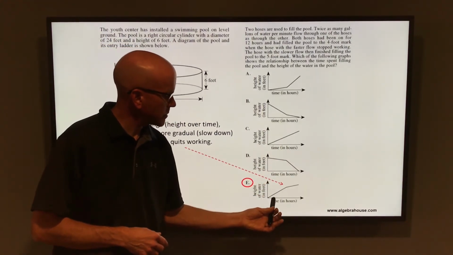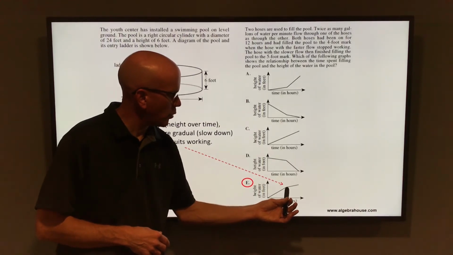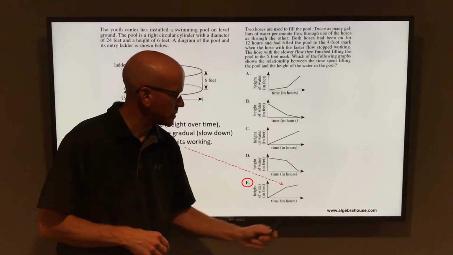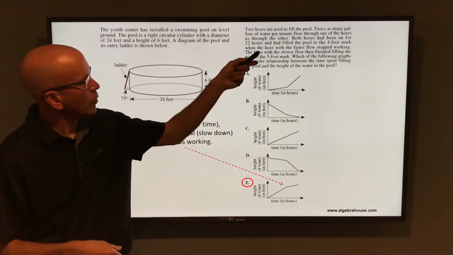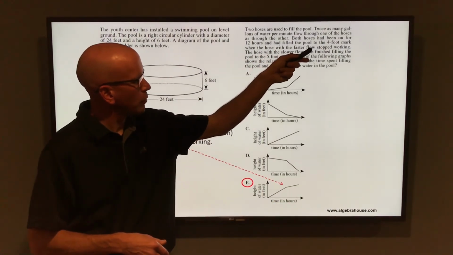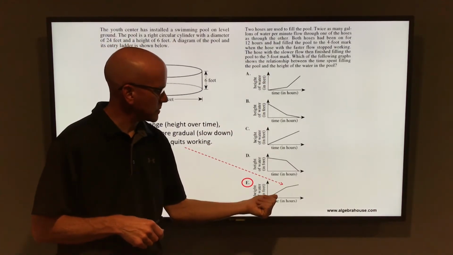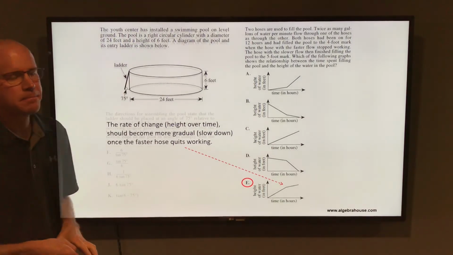So a steady increase in water filling the pool, and then the increase slows down or tapers off a little bit, but it's still increasing. So that would be the one where both hoses had been on for 12 hours and then filled the pool to the 4-foot mark when the hose with the faster flow stopped working. That's the case here. Letter E.